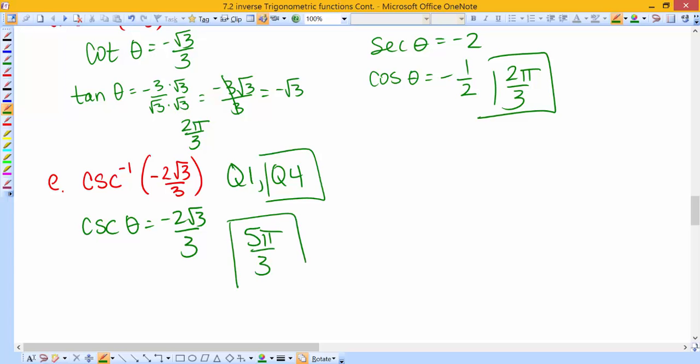Again, you can do the work, rationalize the denominator, and you end up getting the sine to be negative root 3 over 2, which then leads you to 5 pi over 3.